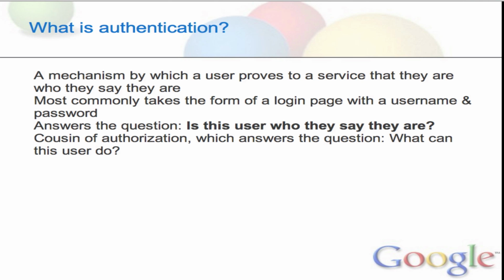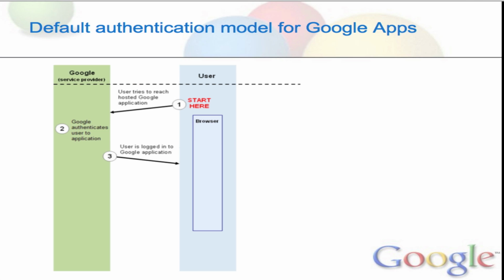What is authentication? Well, it's a mechanism where the user can say who they are. Are you John or are you actually Mary? That is the first part of authentication. And I call it a cousin of authorization, which is answering a different question: what can this user do? So when John logs in, what access do they have to the services of Google Apps? And when Mary logs in, what access do they have? It does not have to be the same.